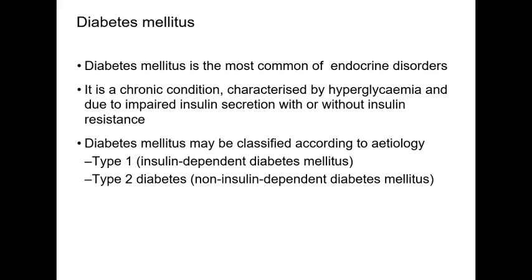it can be due to insulin resistance, meaning insulin is there but it cannot act on its receptors and glucose cannot be taken up by the cells even in the presence of insulin. So this insulin deficiency or insulin resistance leads to hyperglycemia because cells cannot take up glucose, and as a result of which glucose accumulates in blood. Diabetes mellitus can be classified according to its etiology.